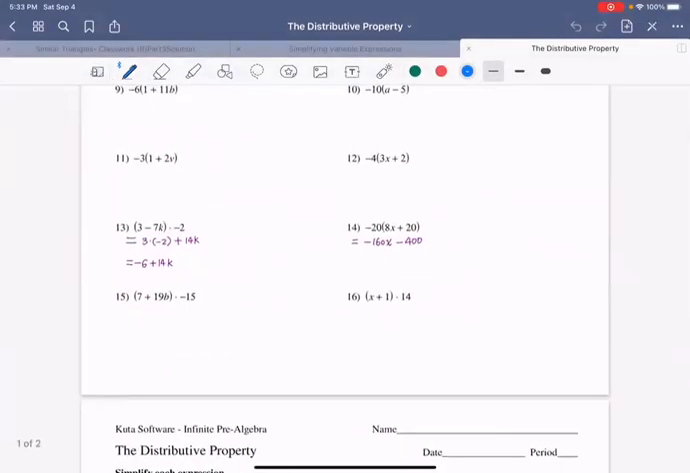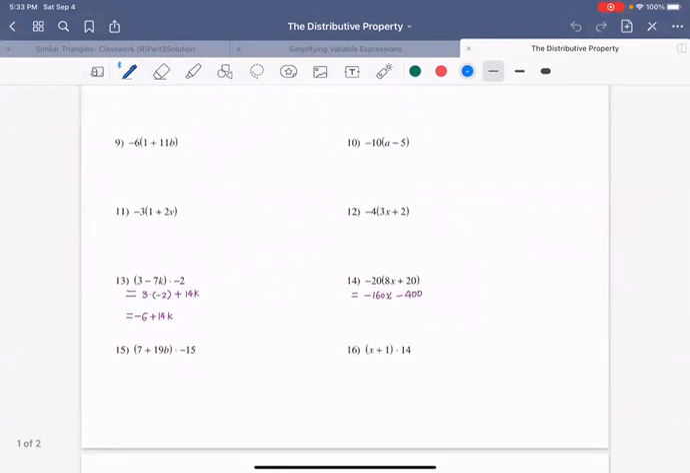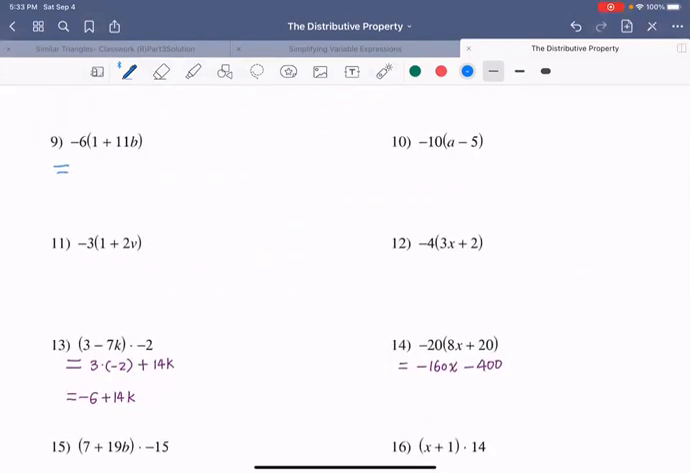Let's check one more. Jason, number 9. So -6 times 1 is -6. Good. And -6 times positive 11b is -66. Very good.